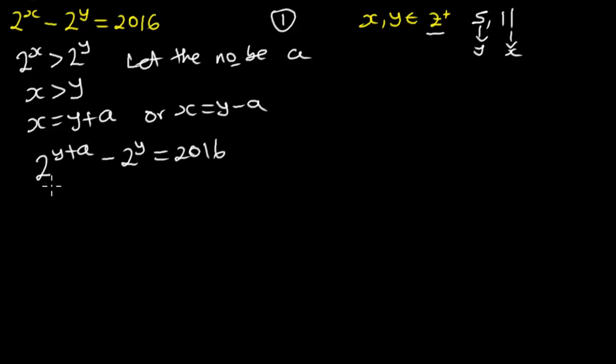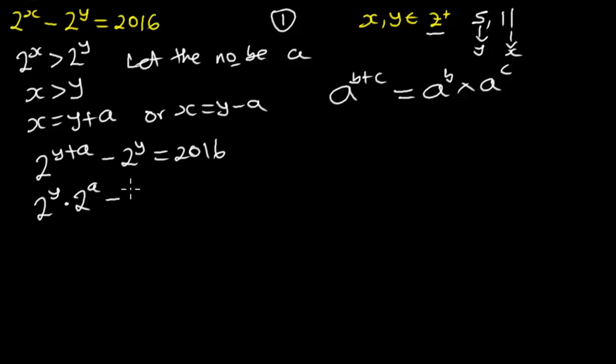Over here we can split this using the law of indices. For instance, when we have a exponent b plus c, this will be equal to a exponent b times a exponent c, since the bases are the same and we add the exponents. Looking at what is over here, we can see that this is of this form, so we can quickly change this to this form. Doing that, we are going to have 2 exponent y times 2 exponent a minus 2 exponent y is equal to, here 2016, again we can write this as 2 exponent 5 times 63. So I'm going to have 2 exponent 5 times 63.